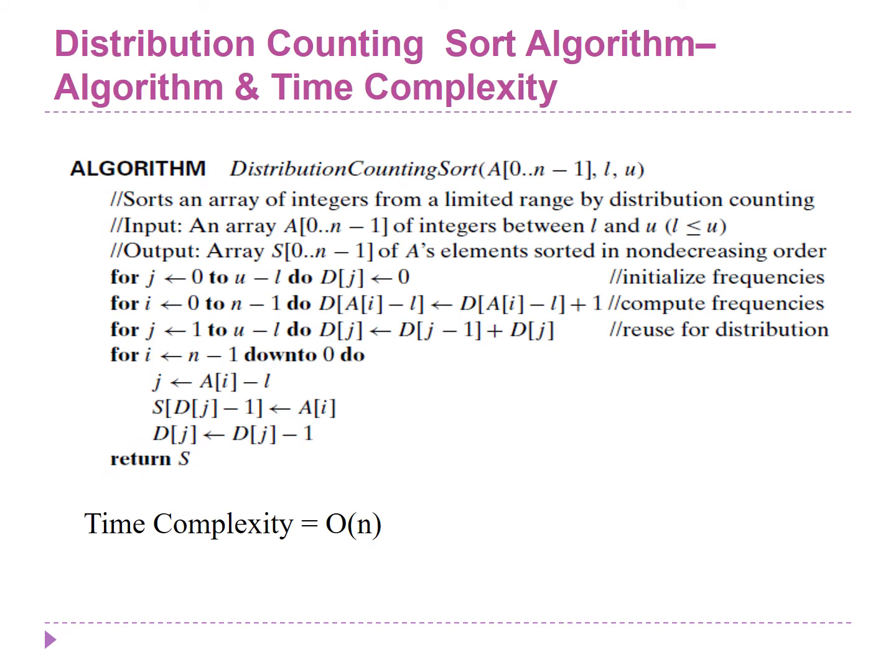The distribution counting sort algorithm receives an array of integers as input. The output of the algorithm is a sorted array in non-decreasing order.